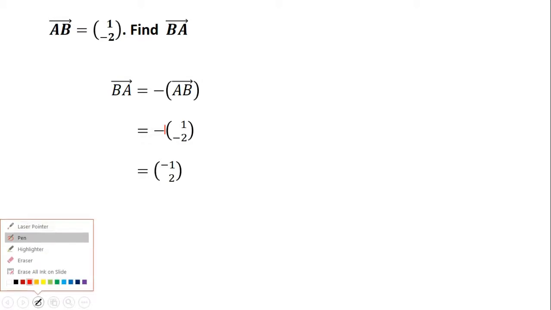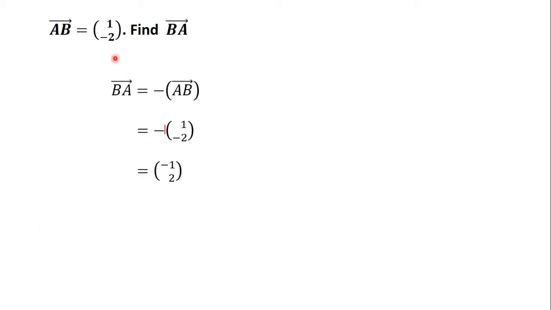So if you have a vector and you want to find its inverse, all you need to do is to multiply the x component by minus 1 and multiply the y component by minus 1. The new vector that you have is the inverse of the other vector.